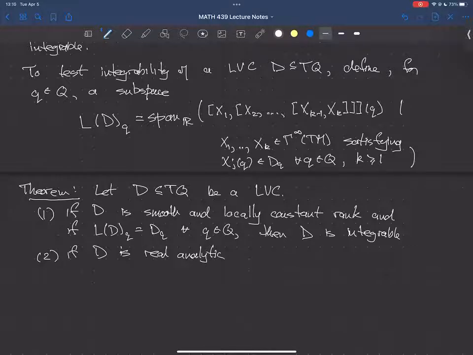Okay, so what does real analytic mean? We know what smooth means. Smooth means that there's a bunch of vector fields that span D at every point in a neighborhood on Q. Okay, what does real analytic mean? Well, real analytic means that rather than the vector fields being smooth, they're going to be real analytic.